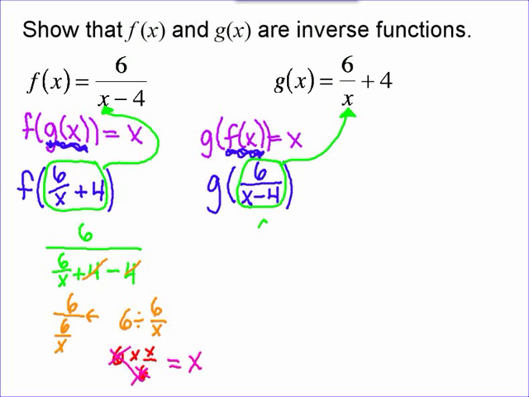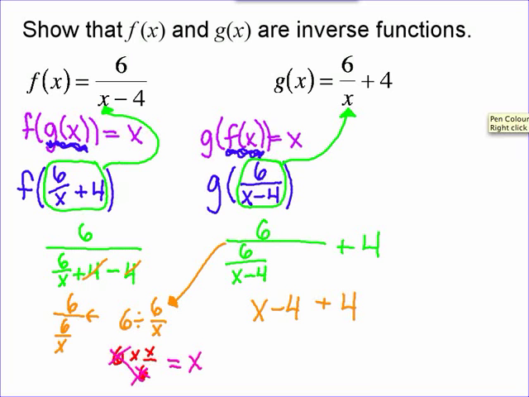So I have 6 over x minus 4 and plus 4. Now, one of the things about this division is when you multiply this, it ends up coming out to be x minus 4. If you want to know how that happened, you can see this step right here because it's the same thing. So you're ending up with x minus 4 plus 4. What's x minus 4 plus 4?